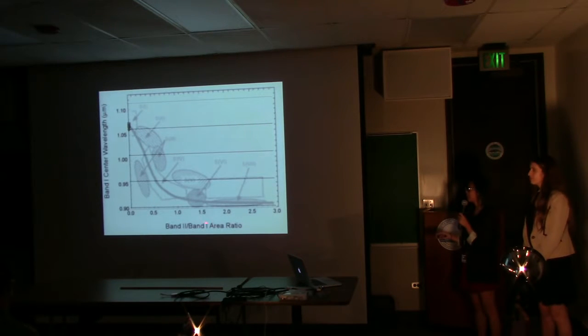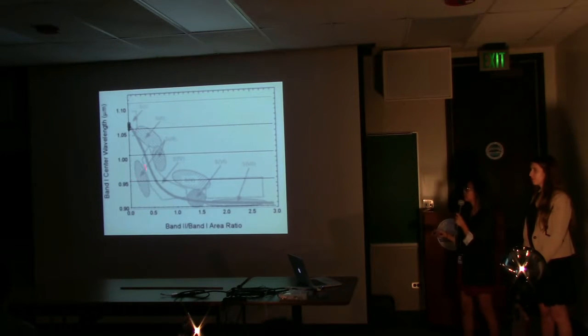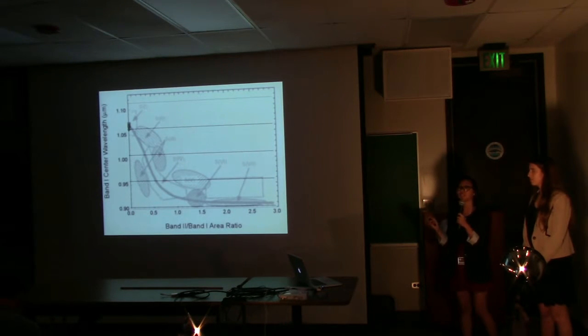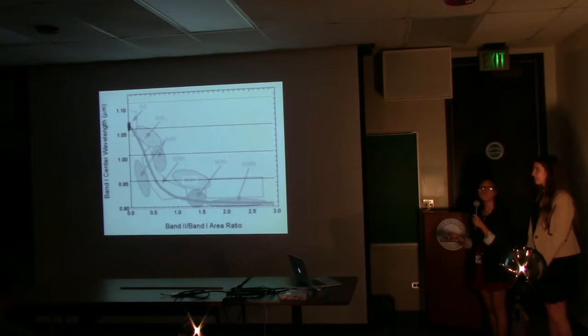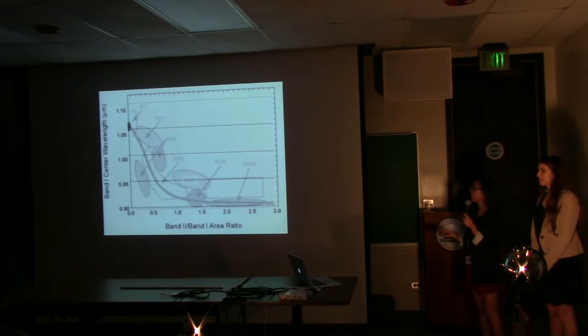So after collecting the ratios from the previous slide and the band 1 center wavelengths, which is used by the process of continuum removal, we're able to plot the data, and we found that the values remain in this subtype, and although there are slight variations, it's not drastic enough to actually move into a different subtype.